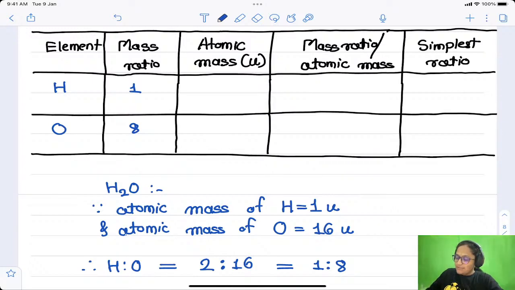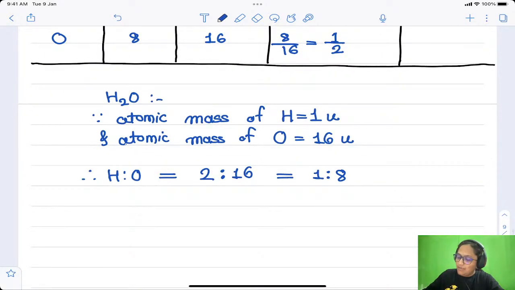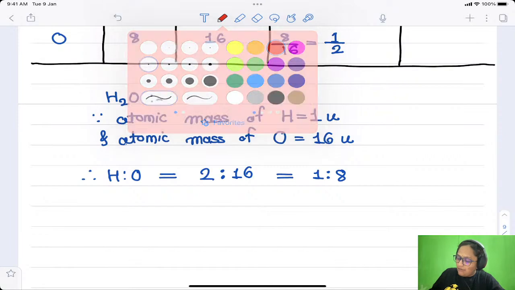The atomic mass of hydrogen is 1, the atomic mass of oxygen is 16. Then mass ratio divided by atomic mass: 1 divided by 1 is equal to 1 for hydrogen, and 8 divided by 16 is equal to 1 by 2 for oxygen, right? Now 1 : 1 by 2 is the ratio.